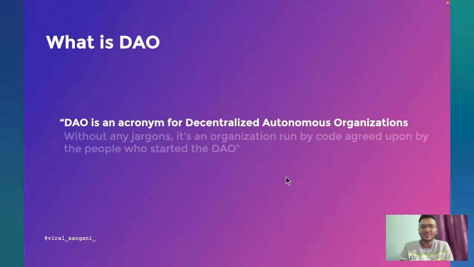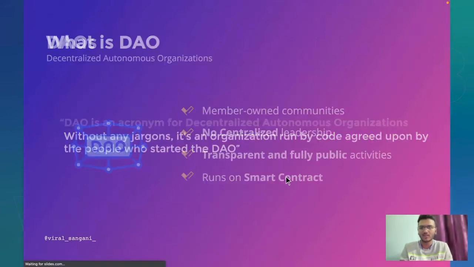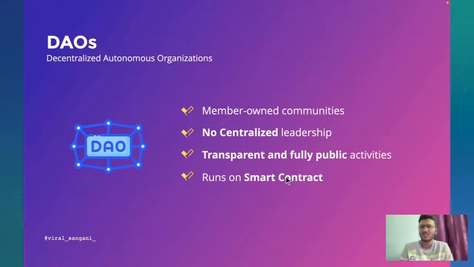DAO is an acronym for Decentralized Autonomous Organizations. And without any jargon, it's an organization run by code agreed upon by the people who started the DAO. So it's just a piece of code that people write, and this piece of code has some rules. According to the rules, the organization functions. That's the simplest way I can explain a DAO. So let's see the key features of a DAO.